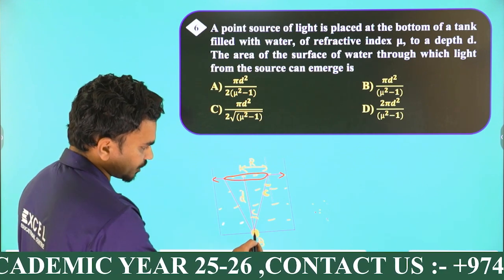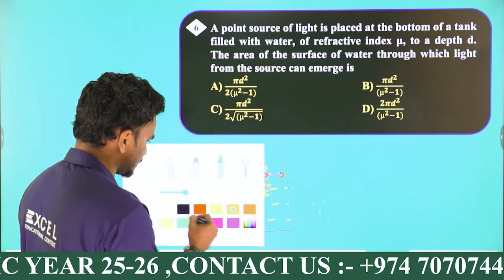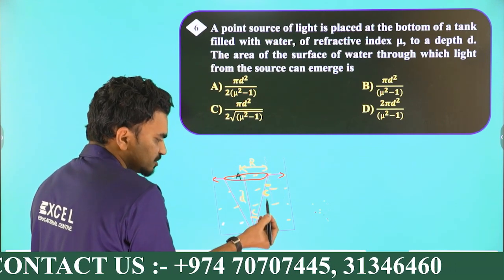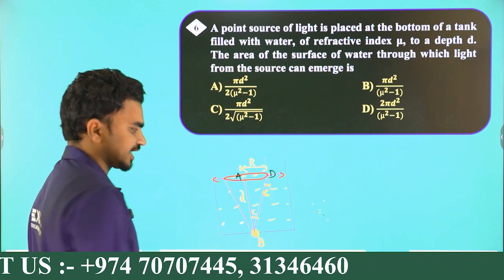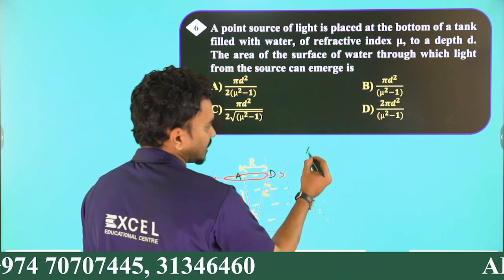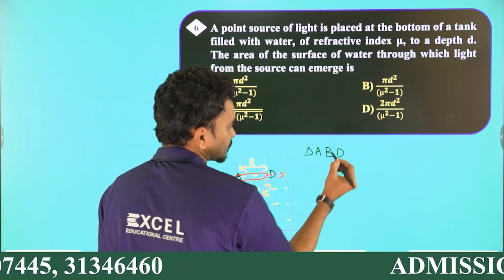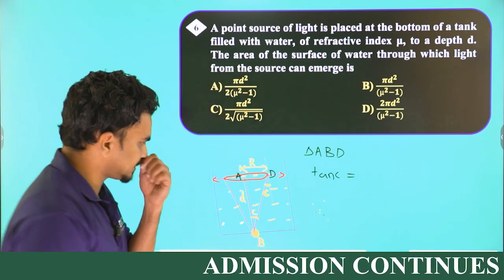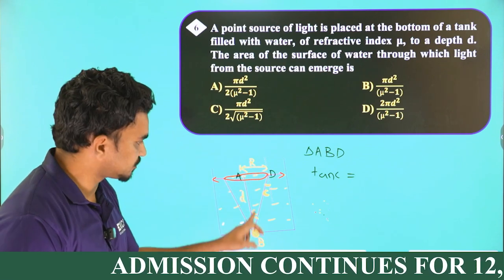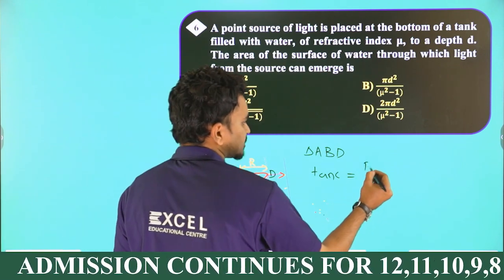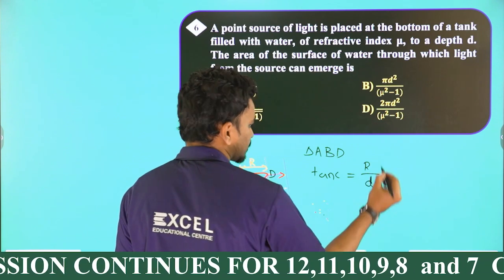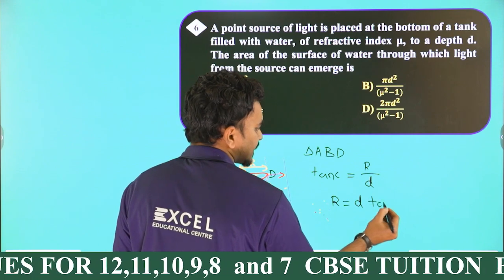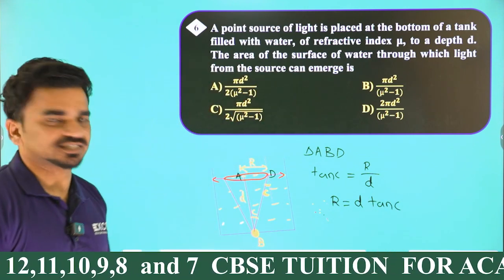Now look at this triangle. Let me mark that triangle with some name. B is already used, so I can call this A, and C already used here, so triangle ABD. Look at the triangle ABD, all of you. What is tan C? Opposite side divided by adjacent side. The opposite side of this C is R, so R by D. So what is R then? R is equal to D tan C.